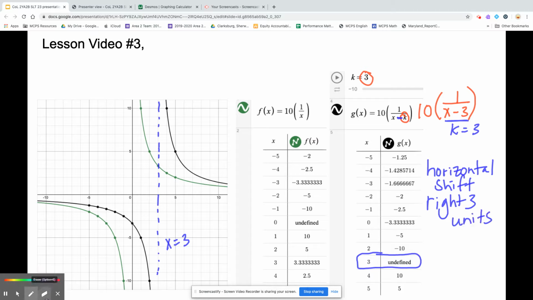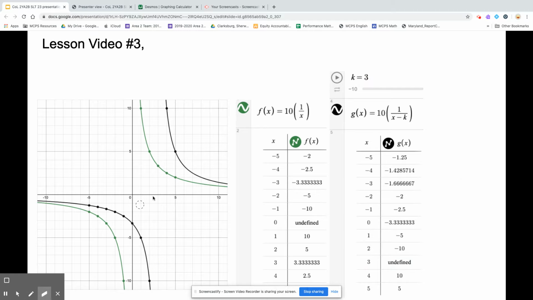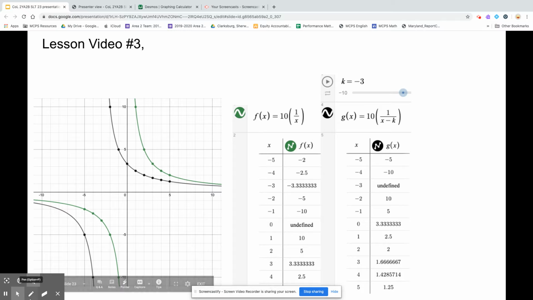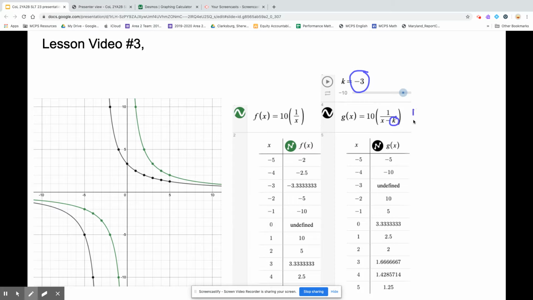Now, let's take a look. When I move this to a k value that is now not a positive 3, but a k value of negative 3. I see I have a k value of negative 3. I'm going to substitute it into my equation. Let's erase that. 10 times 1 over x minus a negative 3. You may see people write this as 10 times 1 divided by x plus 3.